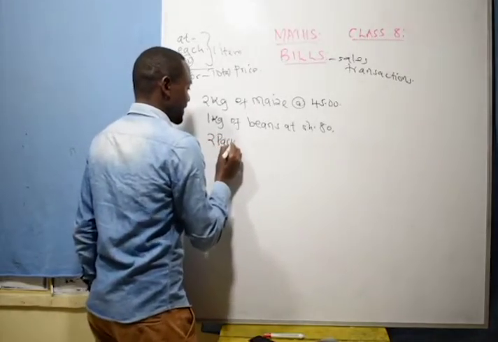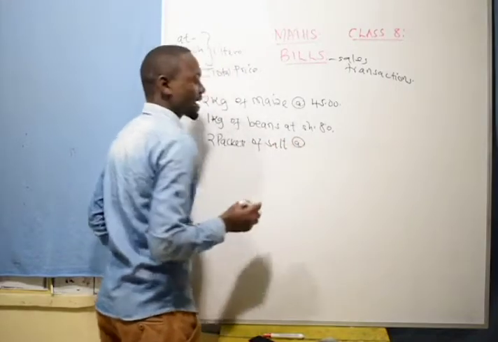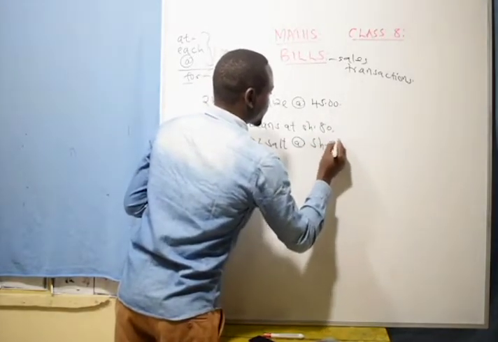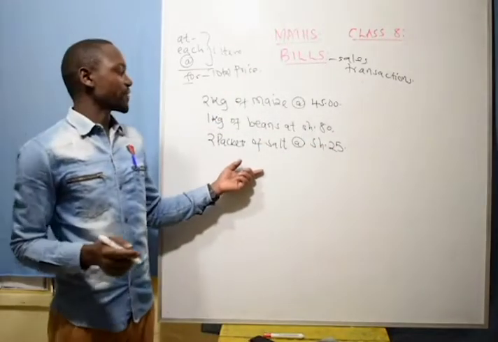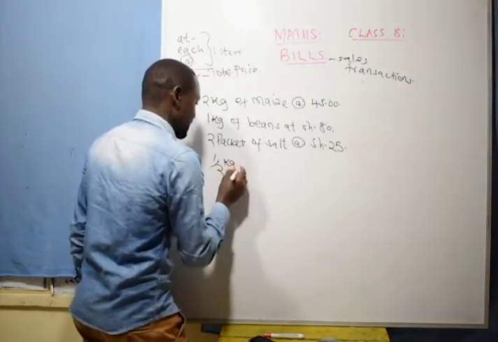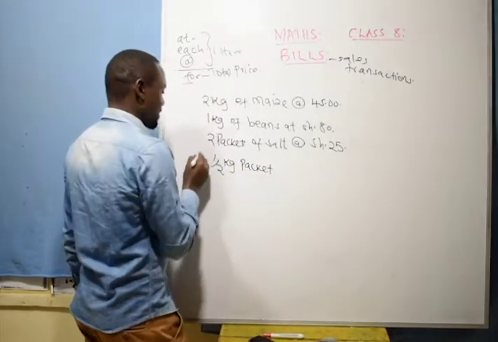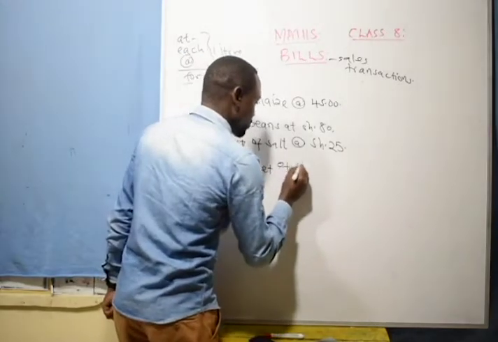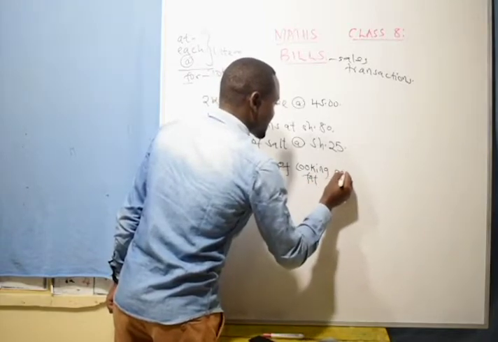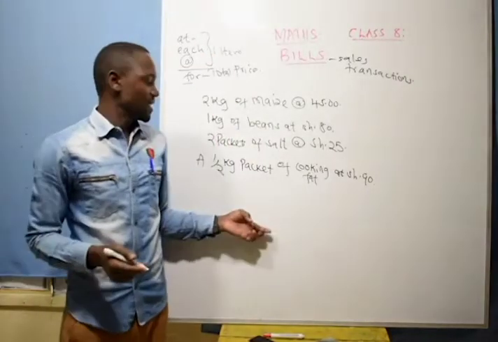Then you also bought 2 packets of salt at 25 shillings. And lastly, you bought a half kilogram packet of cooking fat at 90 shillings. Calculate the bill.